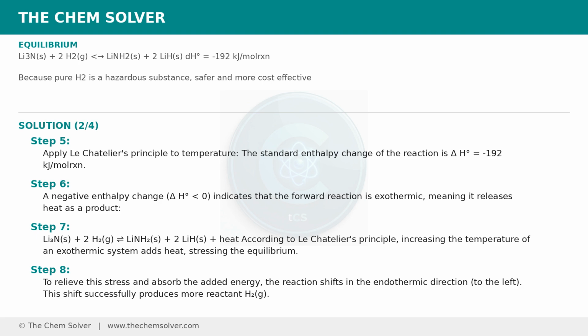According to Le Chatelier's principle, increasing the temperature of an exothermic system adds heat, stressing the equilibrium. To relieve this stress and absorb the added energy, the reaction shifts in the endothermic direction to the left. This shift successfully produces more reactant H2.